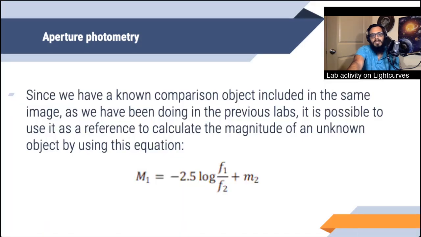Now, since we have a known comparison object included in the same image, as we have been doing in the previous labs, it's possible to use it as a reference to calculate the magnitude of an unknown object by using this equation here. So here on the left side, magnitude 1 is equal to negative 2.5 times the log of the ratio of fluxes, plus some magnitude, right?